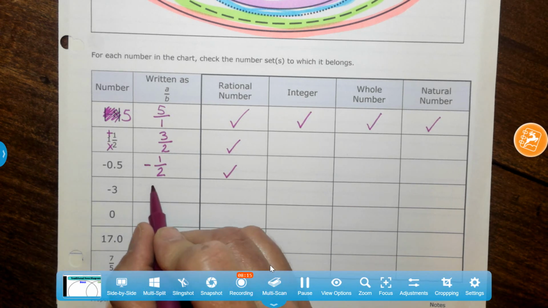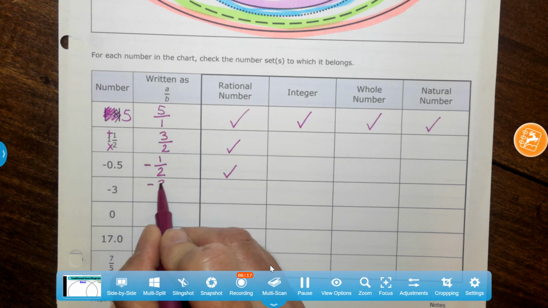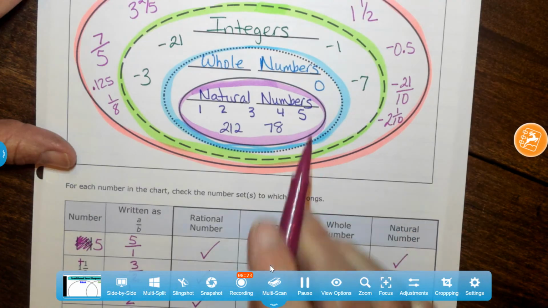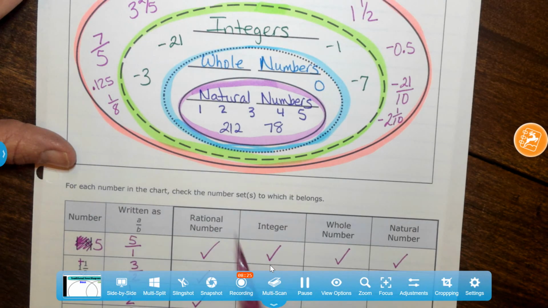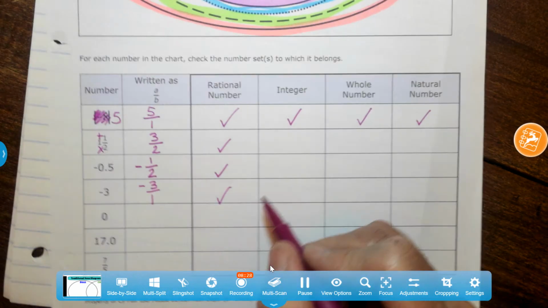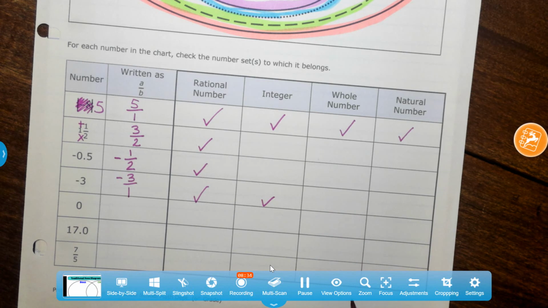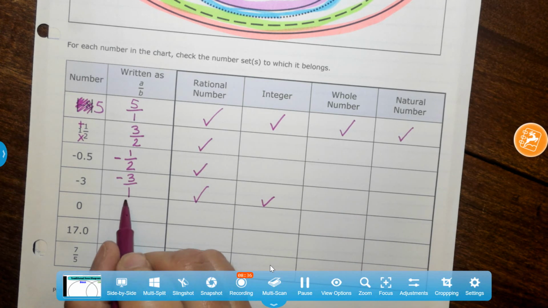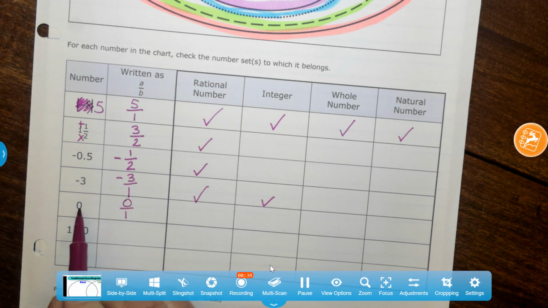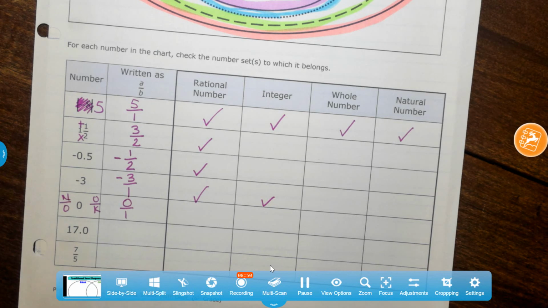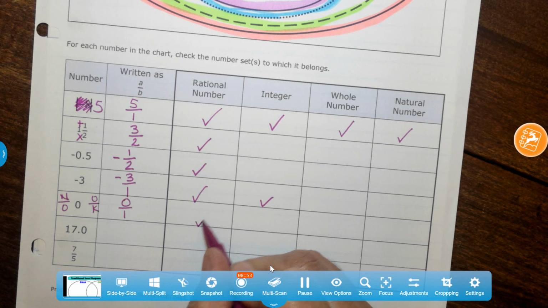Okay, negative 3. Just like the 5 over 1, I could put the negative 3 over 1, making it a rational number. But wouldn't negative 3 also be inside the integers? Yes, it would. All right, so let me put a check there. But it is not a whole number. It is not a natural number. Okay, 0 would be 0 over 1. Can you have 0 on the top part of a fraction? Yes, that would be okay. Can you have 0 on the bottom part of a fraction? That would be a no. So 0 is also a rational number.